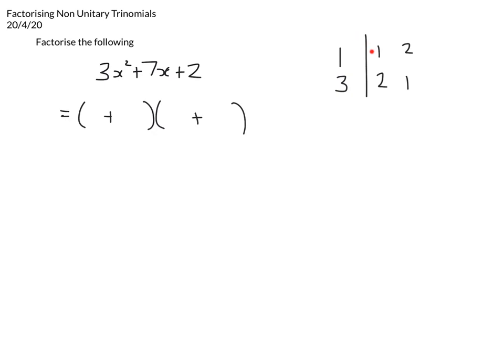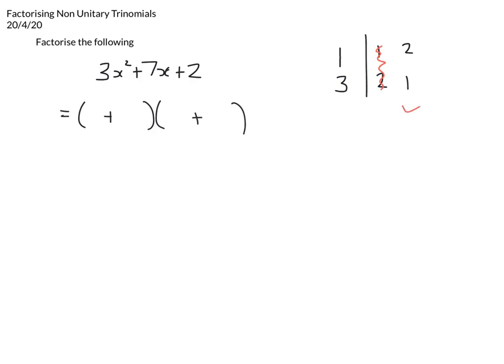So I do 1 times 2 is 2, 3 times 1 is 3, 2 plus 3 is 5. I want 7, so that doesn't work. We'll try again. 1 times 1 is 1. 3 times 2 is 6. 1 plus 6 is 7. That's the one that works.